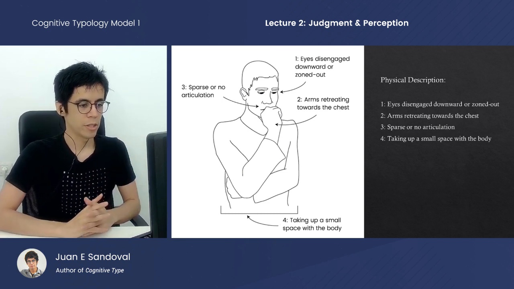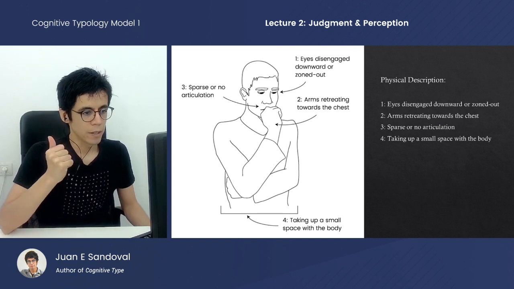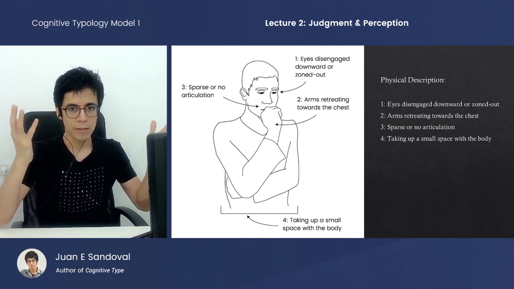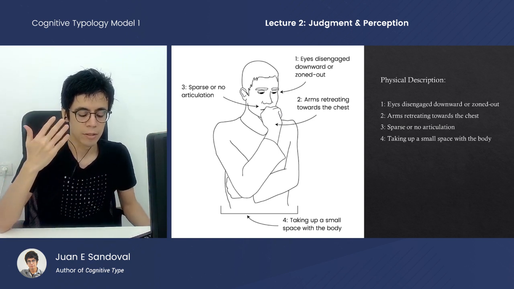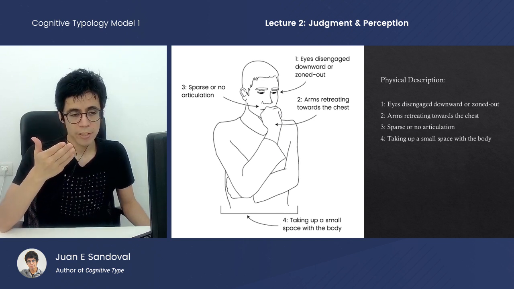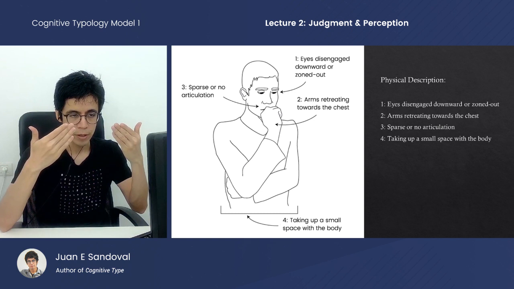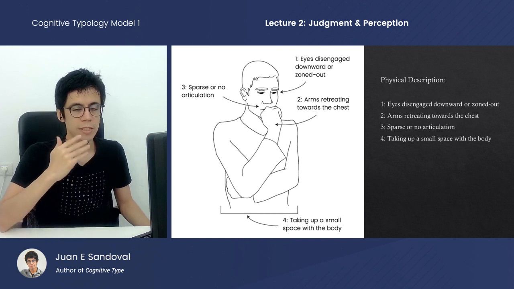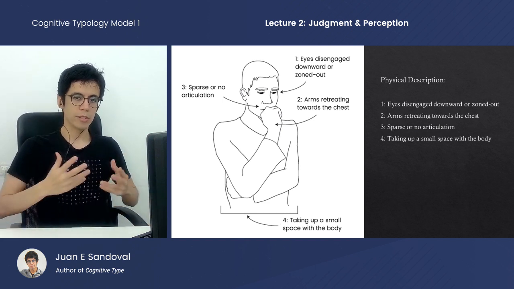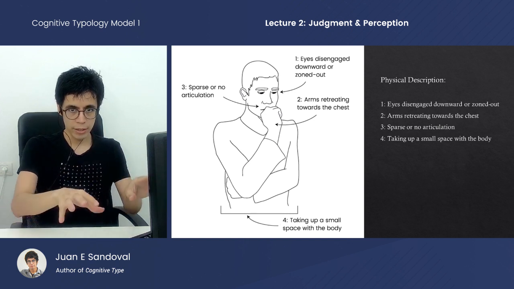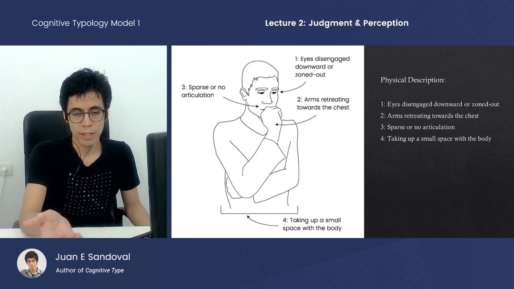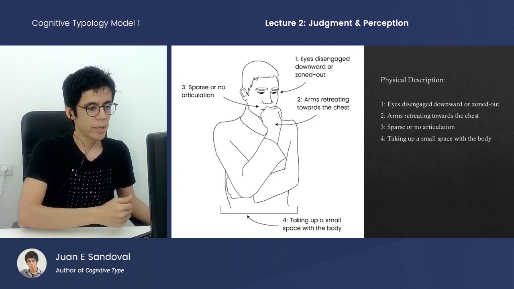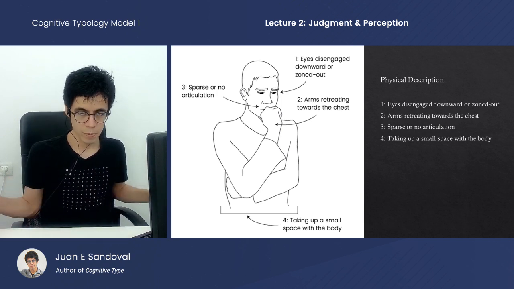So this is introversion. You can define it as eyes disengaged downward or zoned out. So the eyes are just kind of not attentive or focused to the environment, whether that means they are just dropped down or if they may be facing forward but not engaging, so they're just kind of zoning out as they're facing forward. Either way is a form of disengaging. The arms retreat closer to the chest, or in other words, they leave the object. There's sparse or no articulation, because that's also a kind of outward expression.